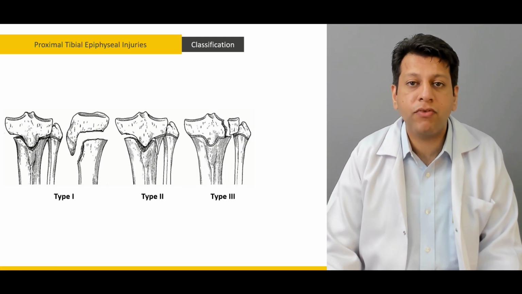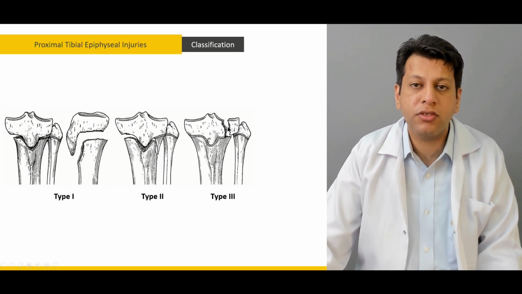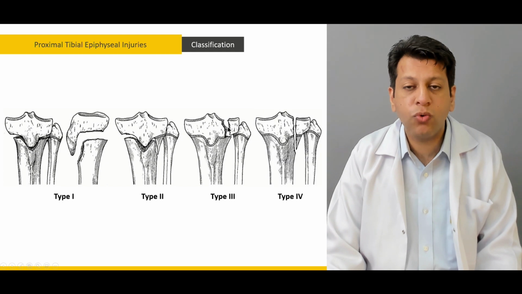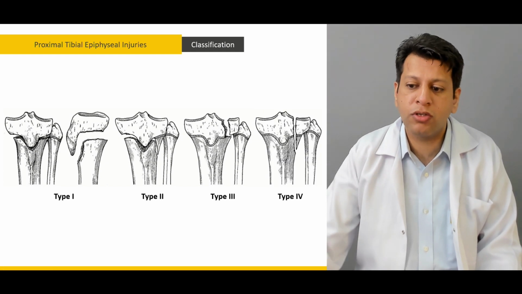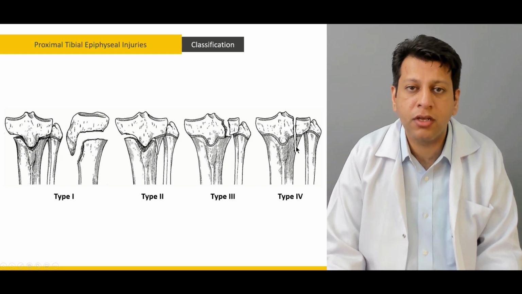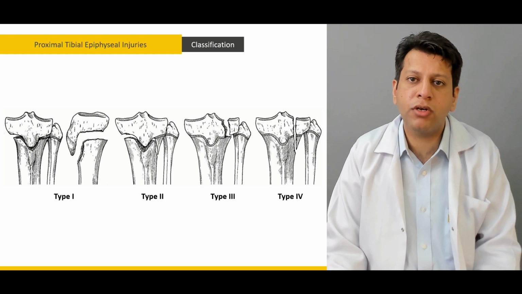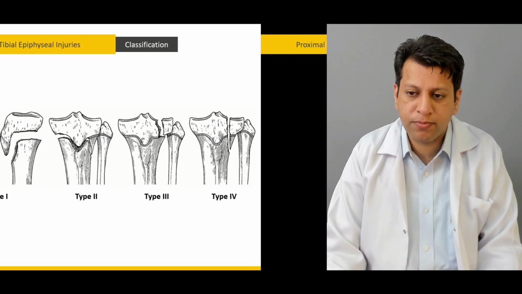Type 3 is when the fracture involves the substance as well as extends into the epiphysis of the tibia. And type 4 is when the fracture goes through, involving the physis, the epiphysis as well as the metaphysis. This is equivalent to the Salter's classification of type 1 to type 4 injuries.